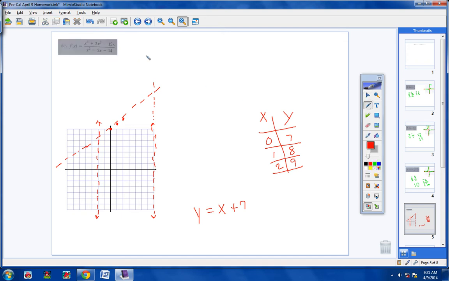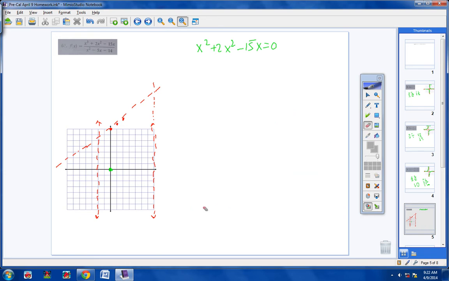Okay, continuing on. Now, let's go ahead and find the x and the y-intercepts. If you put a 0 in everywhere there's an x, you would end up with 0 over negative 14. So the y-intercept is obviously going to be at 0. Now, for the x-intercept, you take the numerator and you set it equal to 0. And that will give you the x-intercepts.